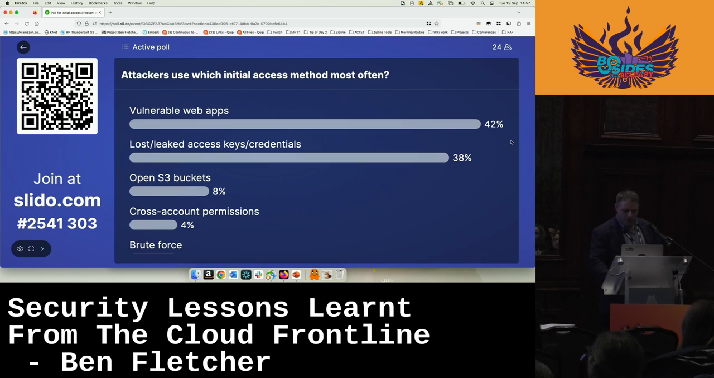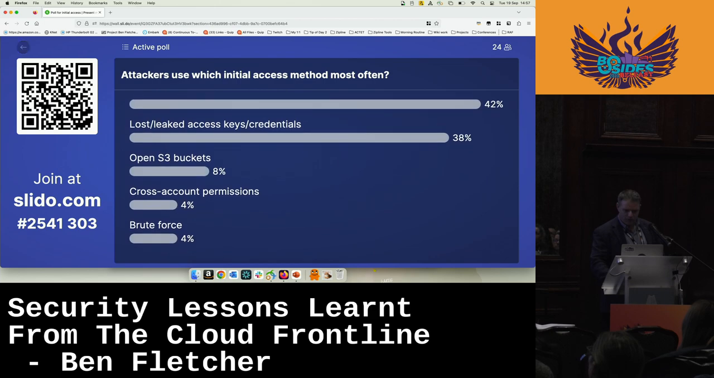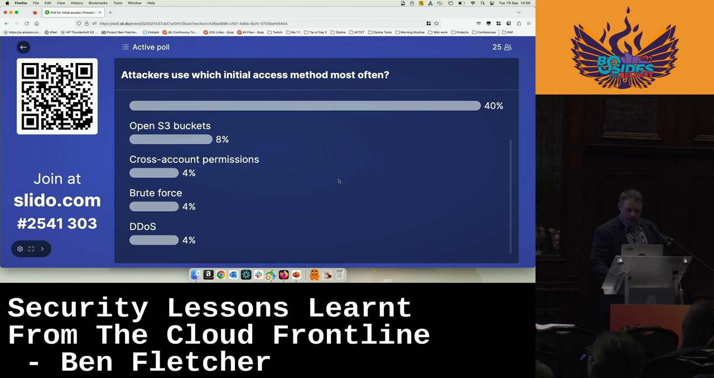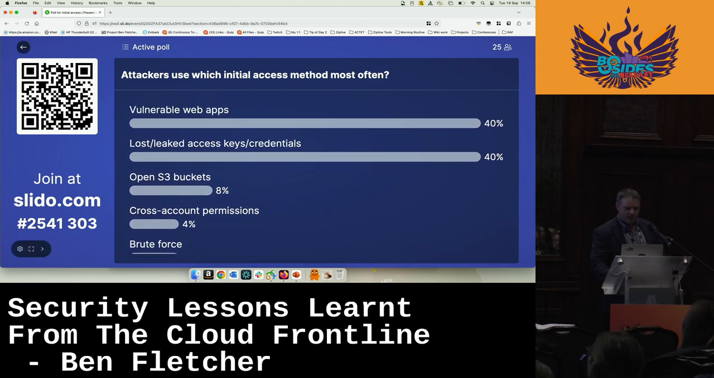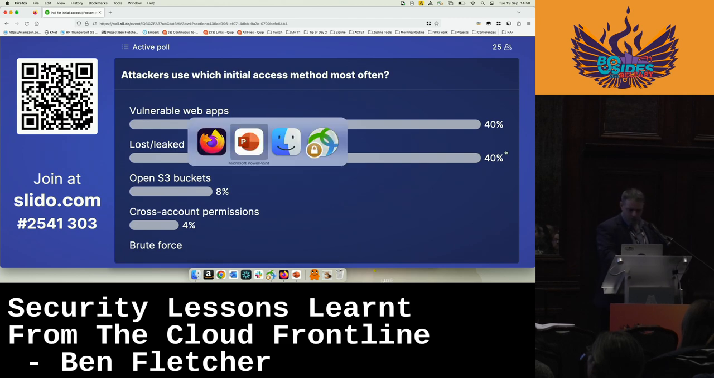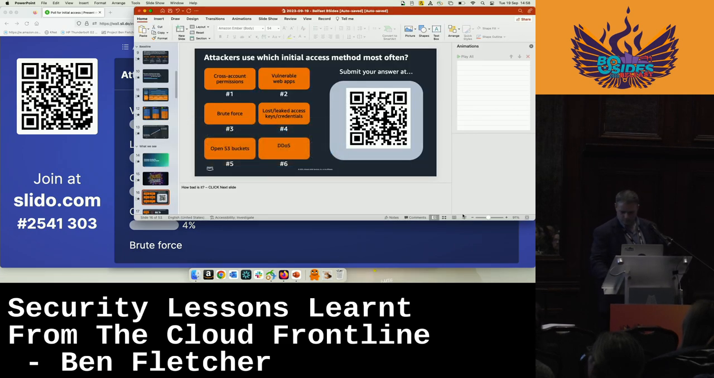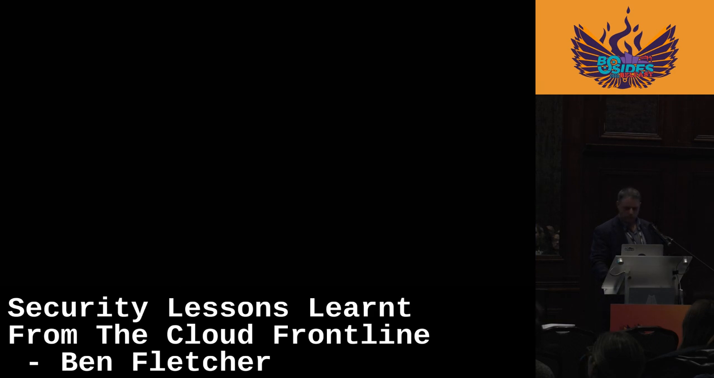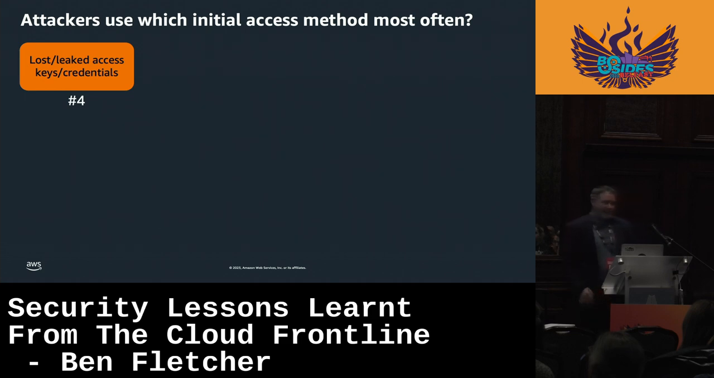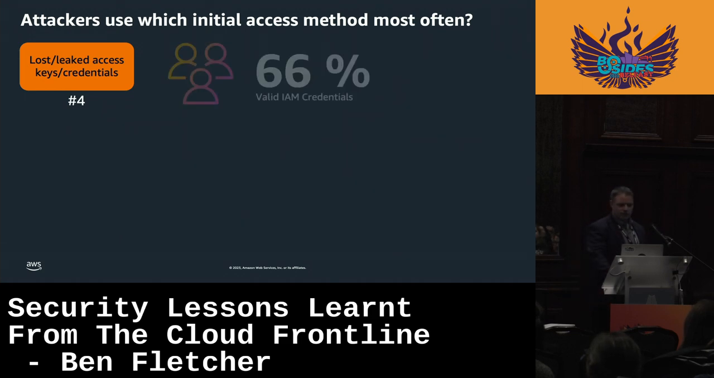Okay, at number one is vulnerable web apps at 42%, locked and leaked keys, 38%, open buckets, cross account. And DDoS was a bit of a trick question. It's not an initial access. So it's an annoyance, but it's not actually how you get inside the cloud. Let's find out what the answers are. So leaked access keys and credentials. At a whopping two-thirds. Okay?